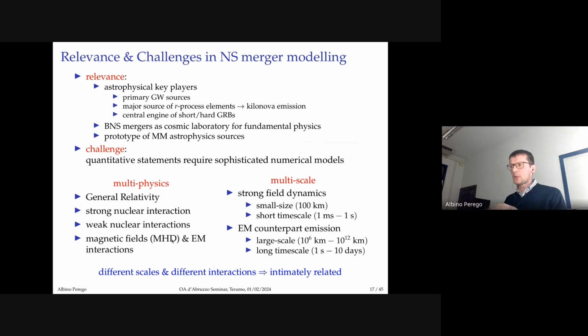But if you think about the counterparts, the short gamma ray burst and the kilonova happen on a much longer time scale, ranging from seconds to days, and on a much larger spatial scale, because the disk has to expand, as well as the kilonova has to become transparent. But all the different interactions and all the scales are intimately related, because what enters in the strong field dynamics determines later what appears and what is emitted by the counterpart.